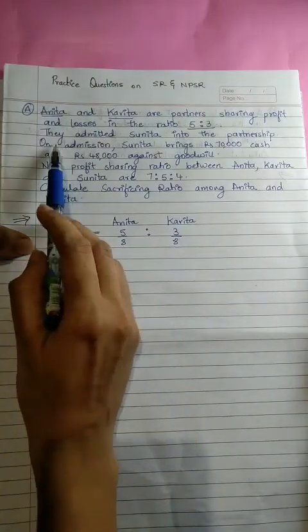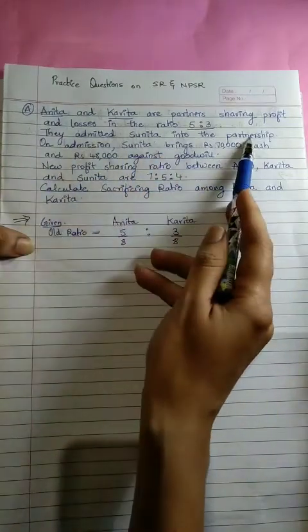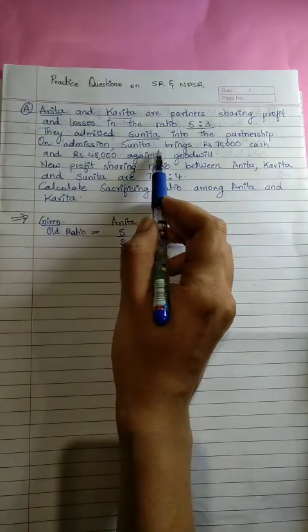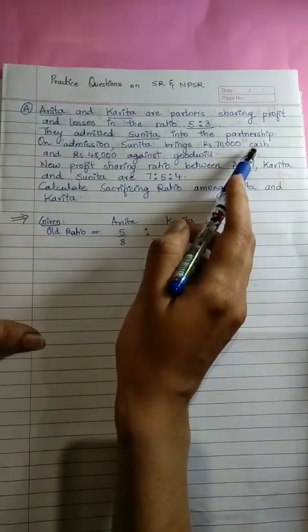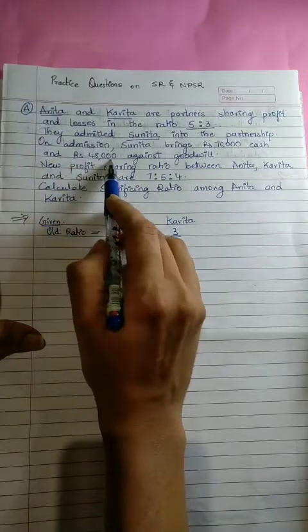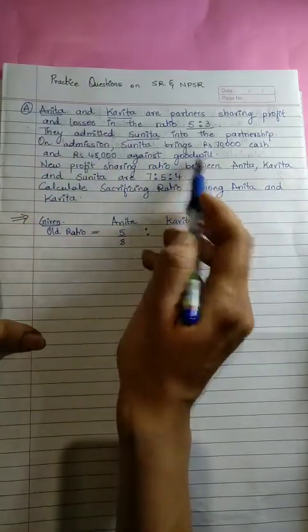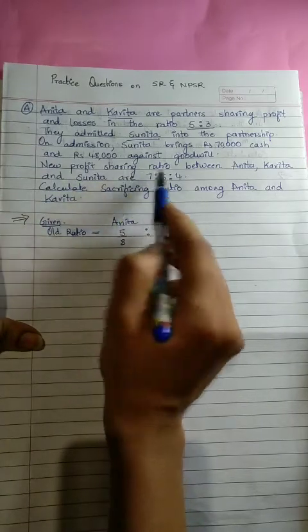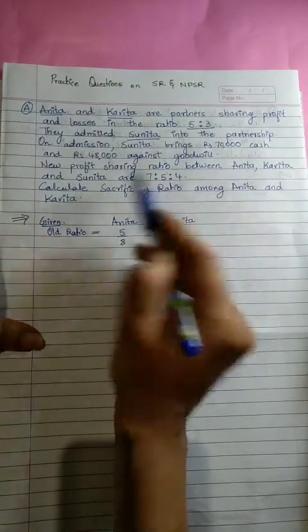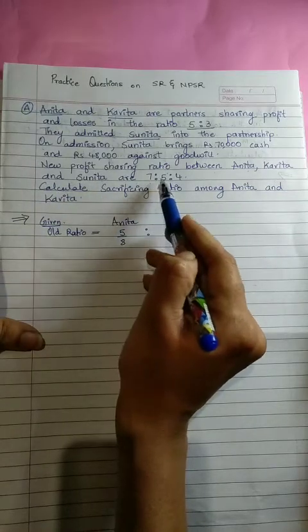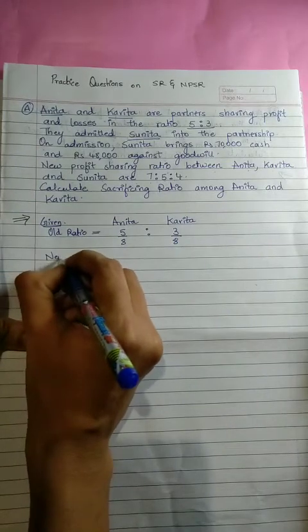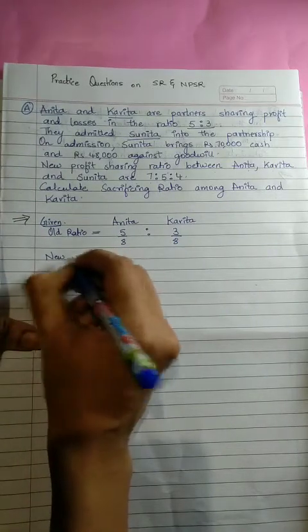Then what else is given? They admitted Sunita into the partnership. That means they are admitting a new partner, that is Sunita. On admission, Sunita brings rupees 70,000 cash and rupees 48,000 against goodwill. Now this line is given just to confuse you all. Then what is given? The new profit sharing ratio between Anita, Kavita and Sunita is 7:5:4. Okay, so then what else had they given to us in the problem?